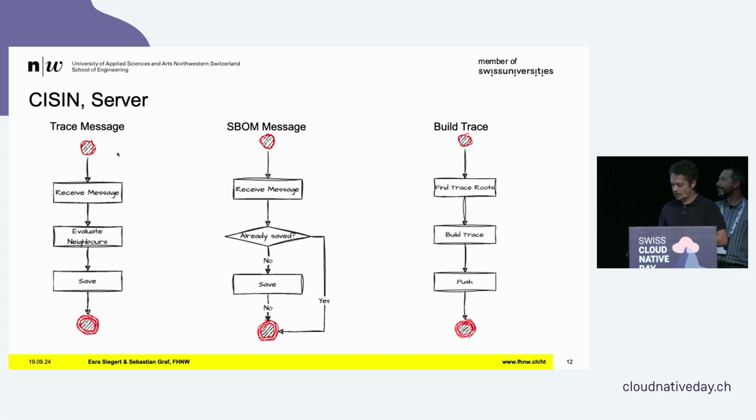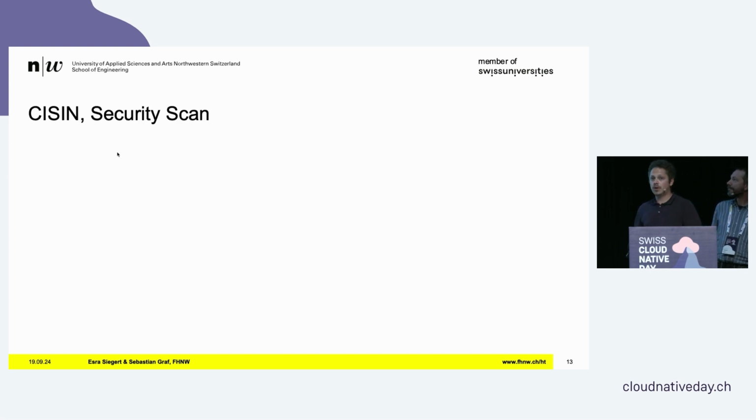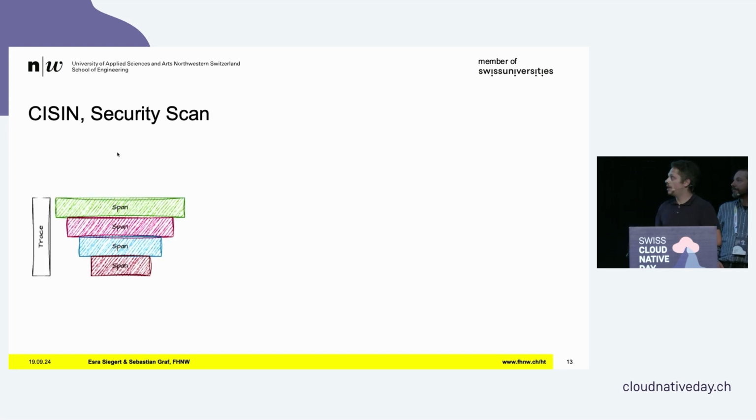Now, what happens next? We have now our traces, we have our SBOM URLs. Now we want to do a security scan. For that, we get the trace ID from Jaeger. We pass that trace ID to our tool. And now, because we enriched that with the SBOM URLs, we know for each of these spans exactly which SBOM belongs to it.